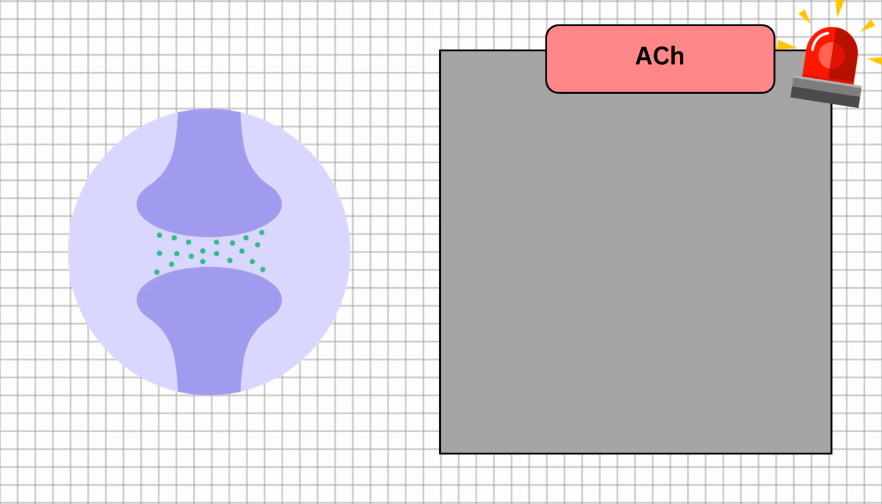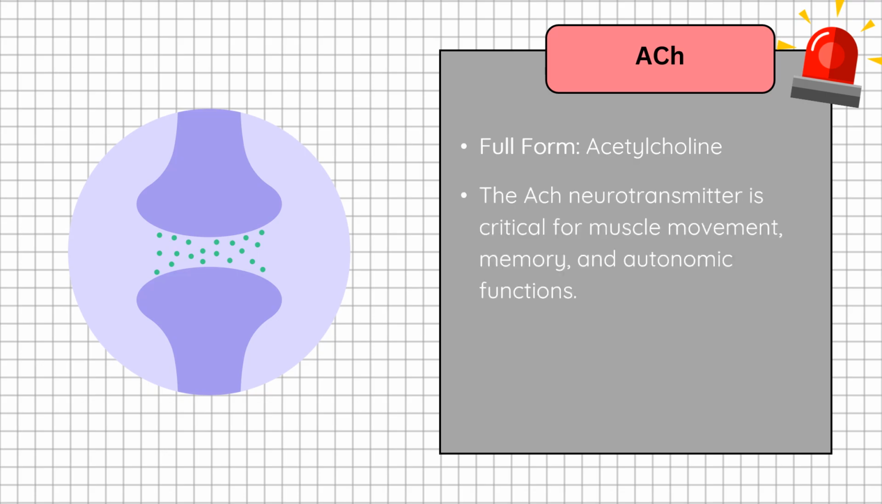ACH: the full form is a neurotransmitter known as acetylcholine. The acetylcholine neurotransmitter is critical for muscle movement and autonomic functions such as digestion, respiration, etc.